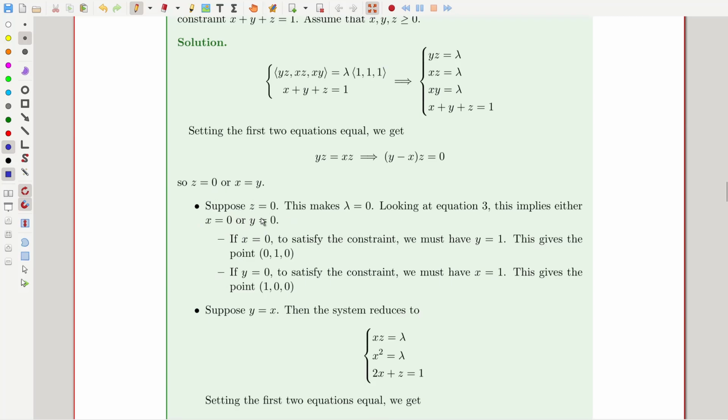So suppose that z is 0. Well then, by this equation, that means that lambda must be 0. Okay, so lambda is now 0.